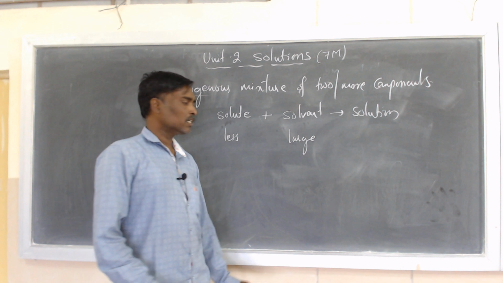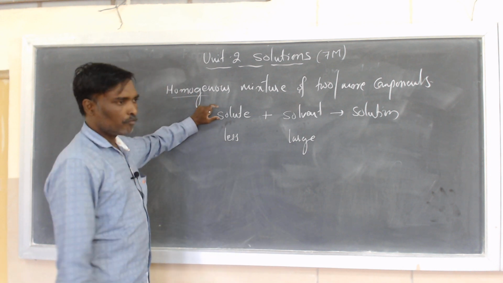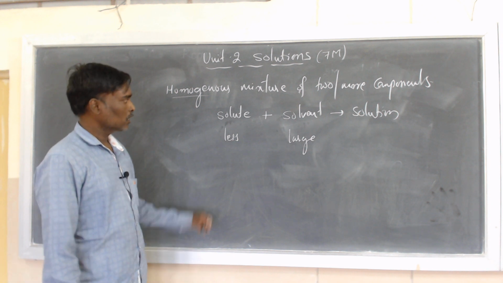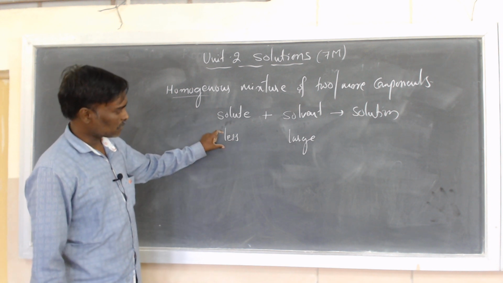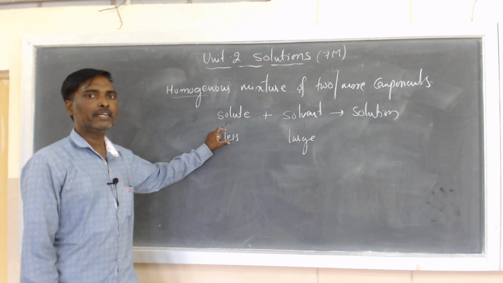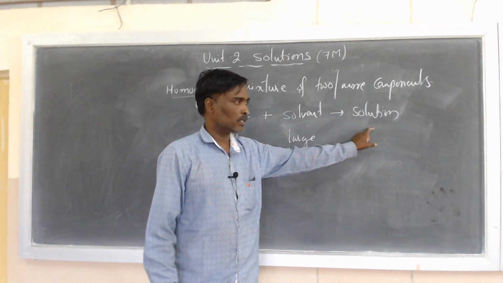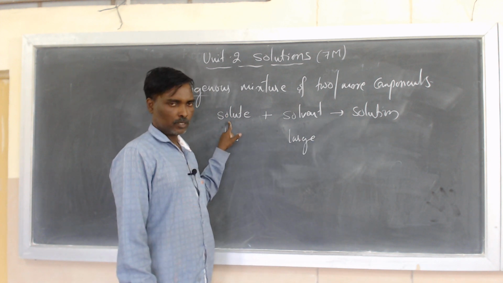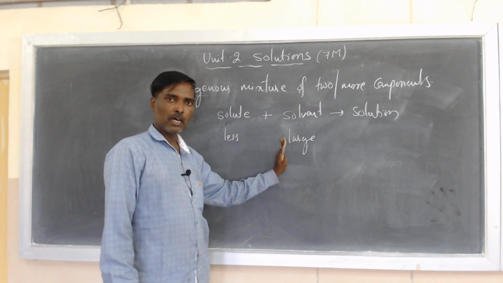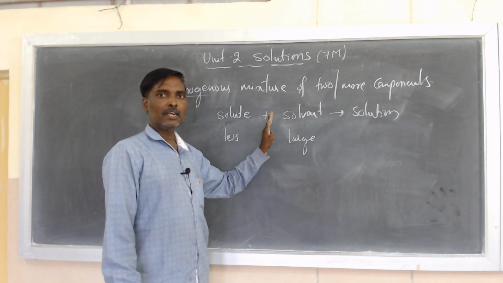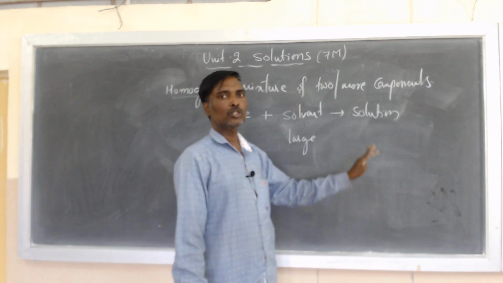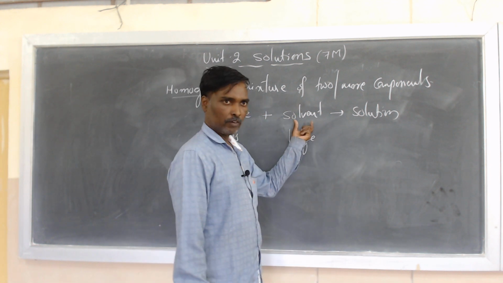Specifically we say that the solute is the one which loses its identity in the solution. The solute is present in lesser quantity and also loses its identity in the solution; that we call a solute. The solvent is the one which is present in larger quantity and it retains its identity in the solution; that we call a solvent.